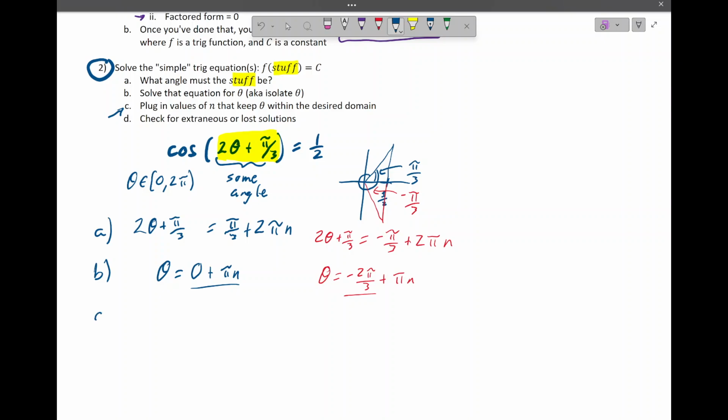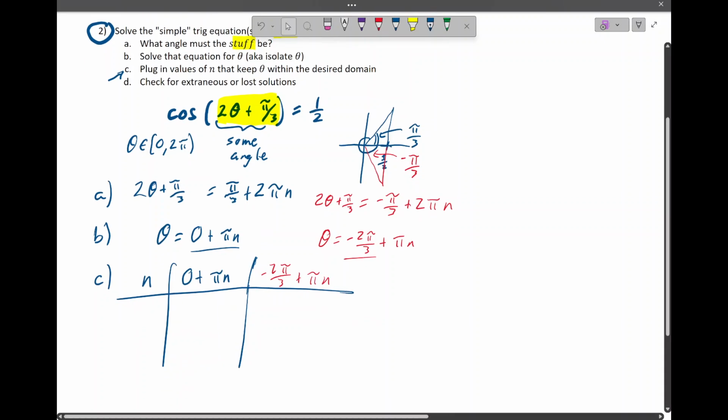Okay, so if that's the case, then I'm really just plugging in n values. A way that might be helpful would be to make a table. So I'll make a header right here. And then in red, we have negative 2 pi over 3 plus 1 pi n. And we'll just start off at 0. Again, starting off at 0 is probably the most logical thing to do.